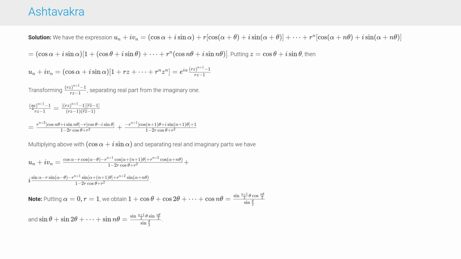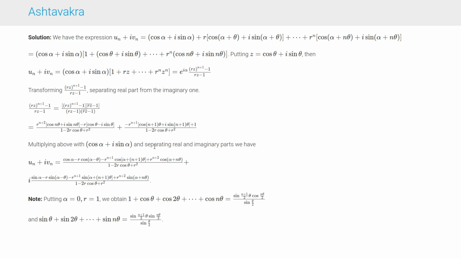What we have is ((rz) to the power n plus 1 minus 1) by (rz minus 1) is equal to... no, we are not squaring. We just multiply and divide by (r z bar minus 1). So it becomes r to the power n plus 2 (cos n theta plus i sin n theta) minus r (cos theta minus i sin theta), divided by 1 minus 2r cos theta plus r square, plus minus r to the power n plus 1 (cos (n plus 1) theta plus i sin (n plus 1) theta) plus 1, divided by 1 minus 2r cos theta plus r square.